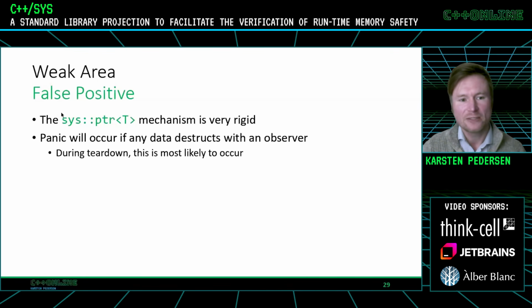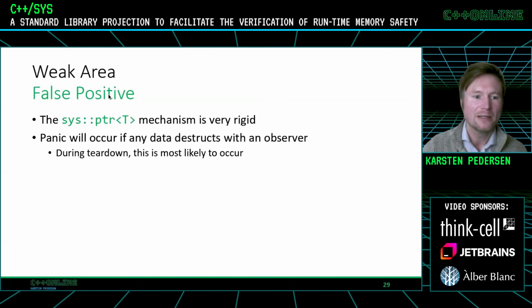So firstly, the syspointer approach is very rigid, which means that a panic will happen if you try to destruct anything that has an observer, even something that would be completely safe. A classic example is teardown, when you're closing the application. You don't care about anything because you're not going to access anything, but you'll then potentially get a panic because a pointer is still referring to some data. Even though you had no intention to access it again, and it was going to be completely safe anyway, it'll still give you a panic.